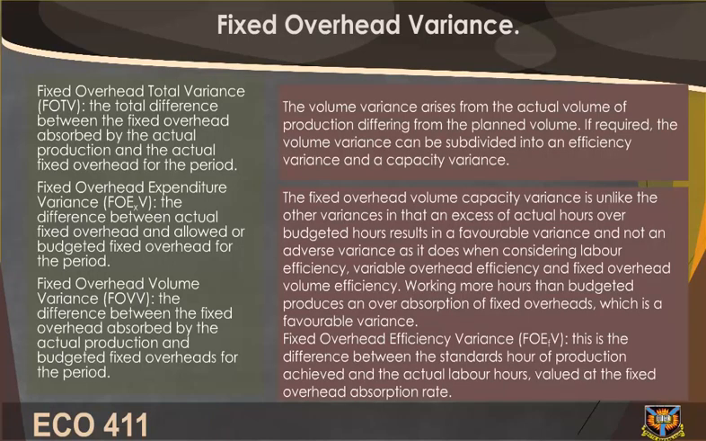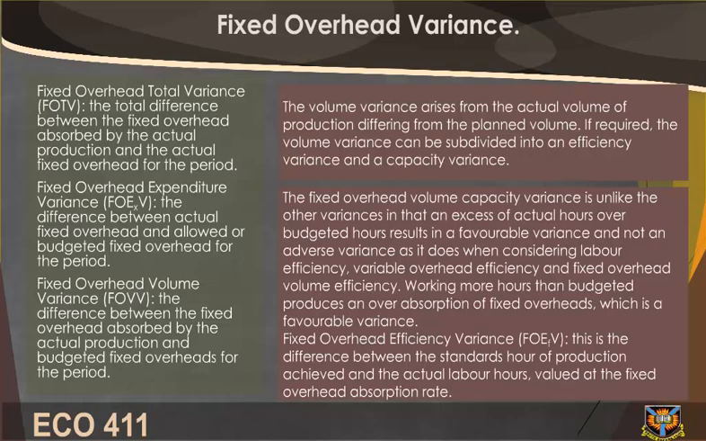Fixed overhead variance. Fixed overhead total variance. The total difference between the fixed overhead absorbed by the actual production and the actual fixed overhead for the period. Fixed overhead expenditure variance. The difference between actual fixed overhead and allowed or budgeted fixed overhead for the period.